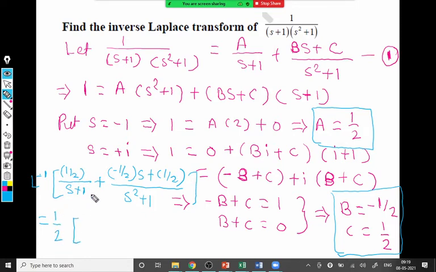Can you tell me the inverse of 1 upon s plus 1? E to the power minus t. Inverse of s upon s square plus 1? Cos t. And inverse of 1 upon s square plus 1? Sin t. And that's the end of the question. So which is the tricky part? It's not tricky, I will say it is a lengthy calculation a little bit. Otherwise, the examples are really simple. We got the inverse Laplace as 1 by 2 times e raised to minus t minus cos t plus sin t. That is the inverse Laplace of the given rational function F(s).